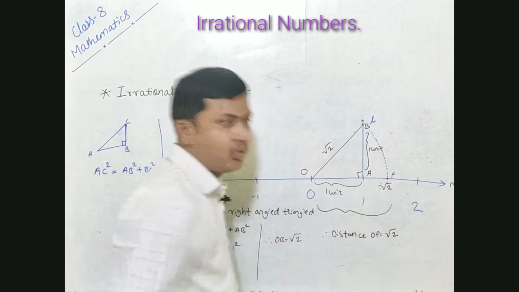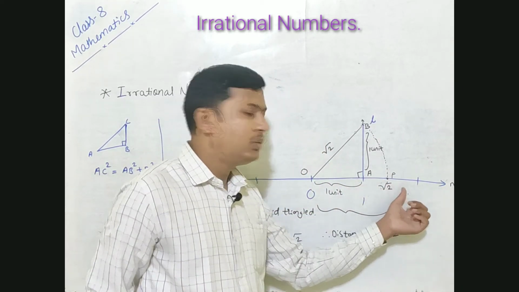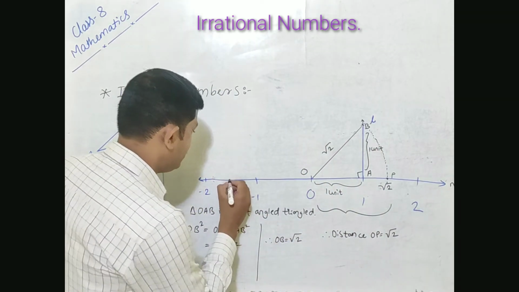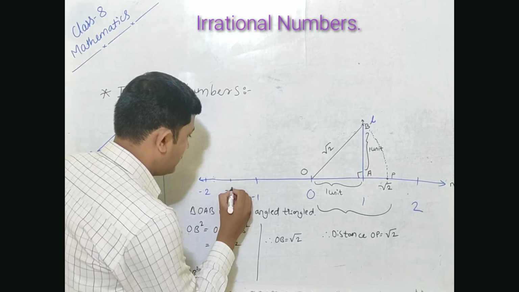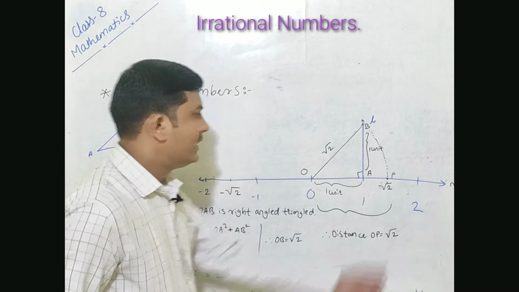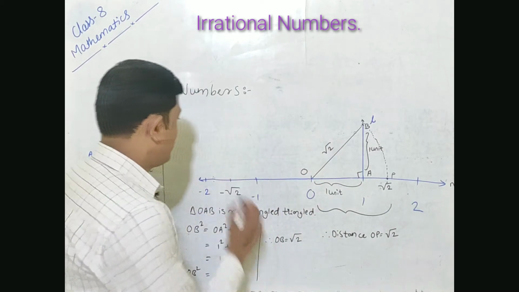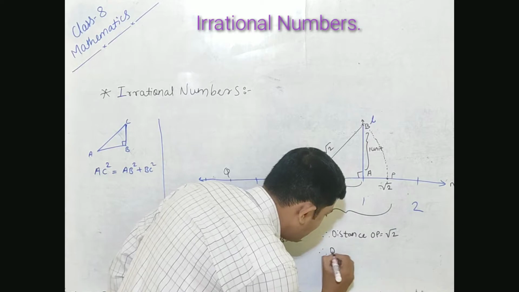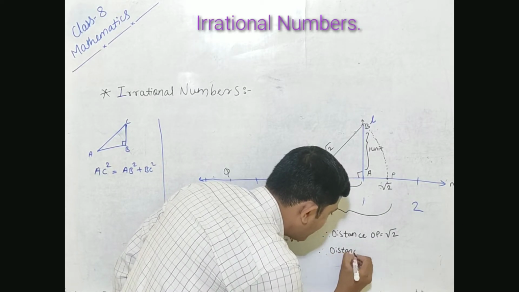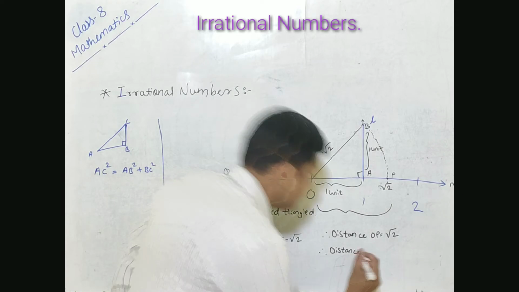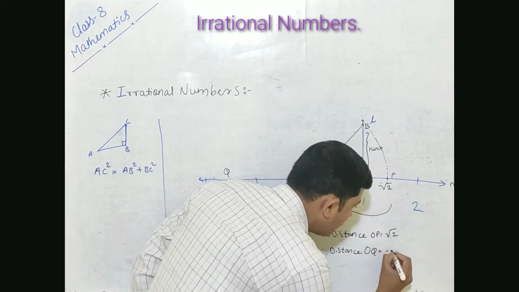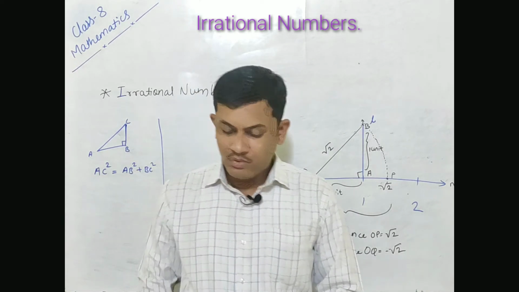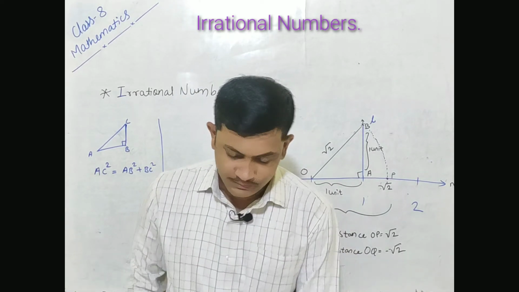Value of root 2. In the same way, we can show it on the negative side or left side, that is, it will lie here. It is minus root of 2. Here we are given the point P, here we have to give point as Q. Therefore the distance OQ is equal to minus of root 2. In this way we can plot root 3, root 4, root 5 and so on.